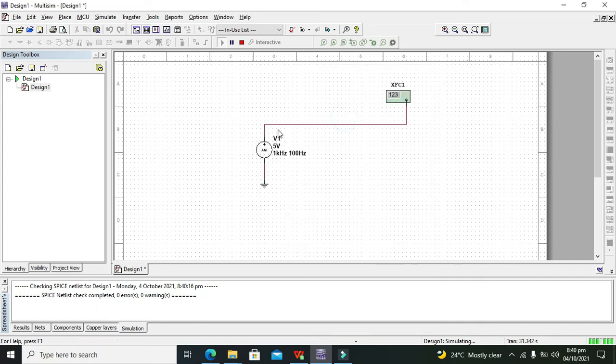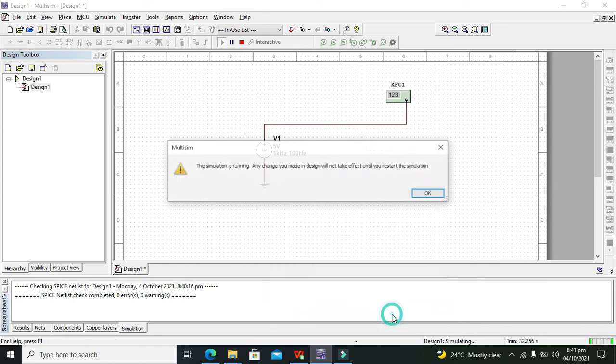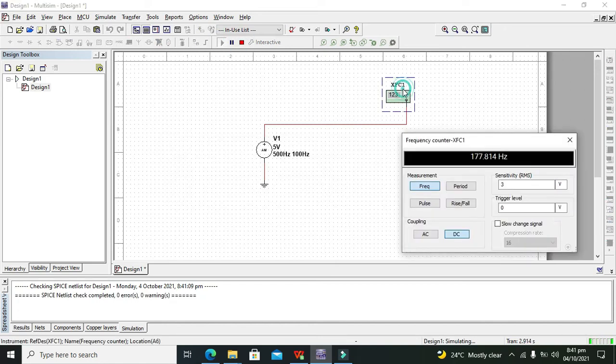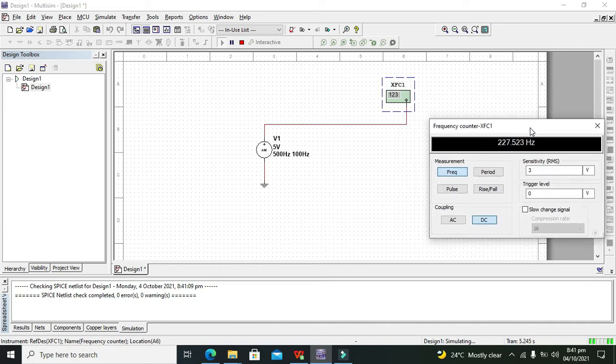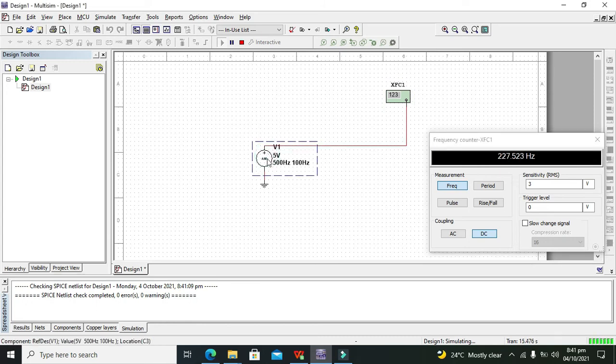Now can we decrease it down to 500? Now we will see what will happen. When we measure it, it is saying 226, 227.511 and 178. Why is it behaving like this? Because our signal is amplitude modulated. The carrier signal and the message signal are both combined, and we cannot separate them out. That is why we got these values.